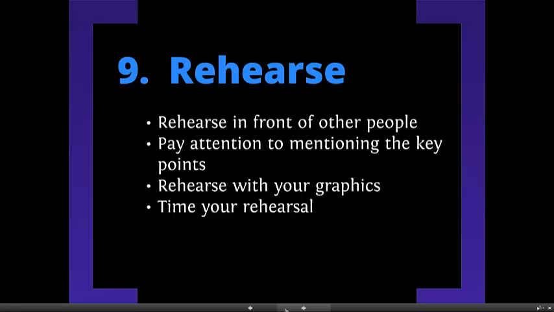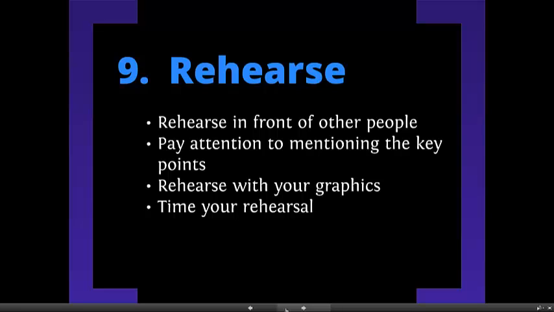Pay attention to mentioning the key points. You're presenting for a reason. What are the points? And again, it goes back to the very beginning. What goals do you have for this presentation? What do you want them to leave with? If you have graphics, rehearse with your graphics. Again, they're good reminders of what you want to say, and they're also good ways of moving from one topic to the other.